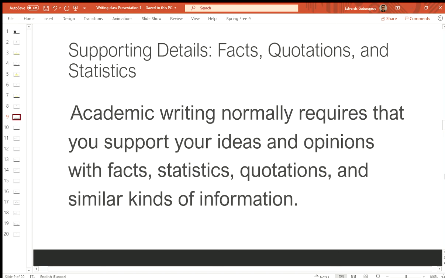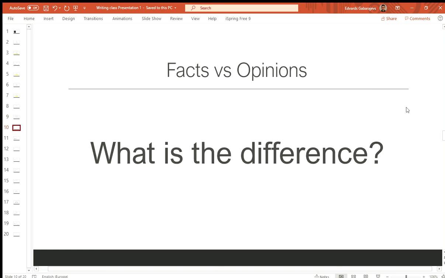In academic writing, it is very important to support our ideas and opinions. And we'll take a look briefly at how we can do this. So first of all, we need to understand what facts and opinions are. What is the difference? Again, a question to you. You guys can pause the video, think for a second.